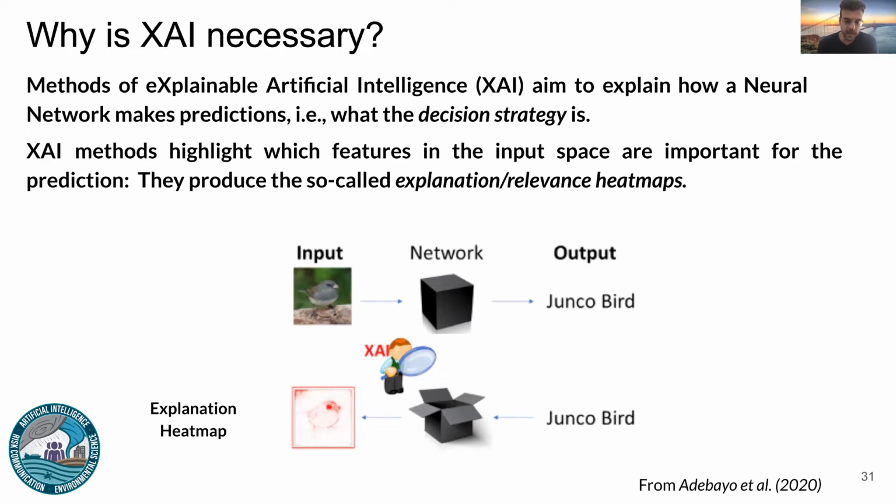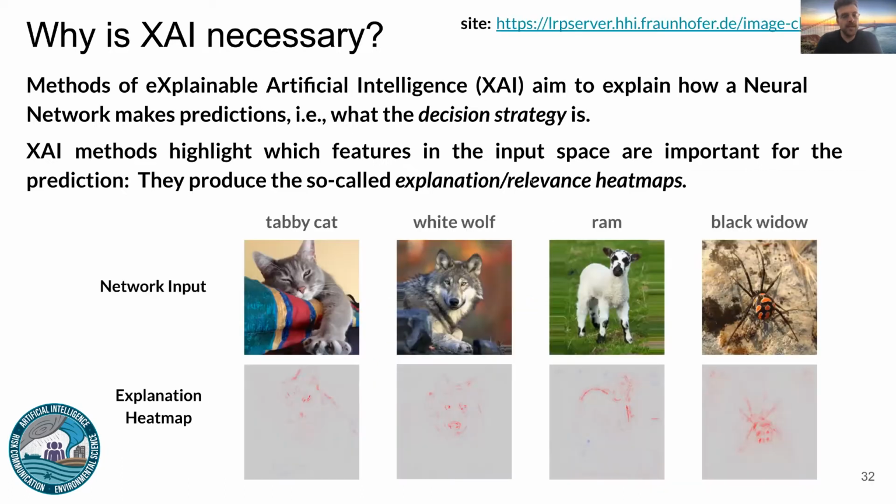Then we can use an XAI method after the prediction. That's why we use the term post hoc explanations. We can use an XAI method to highlight which features in the input were important. So you can see here in this example, based on this XAI method, the eye of the bird was a very important feature that helped the network classify this image as an image showing a junco bird. And this, by the way, is a local explanation because it explains a specific prediction. Now, in the next slide, we provide some more examples.